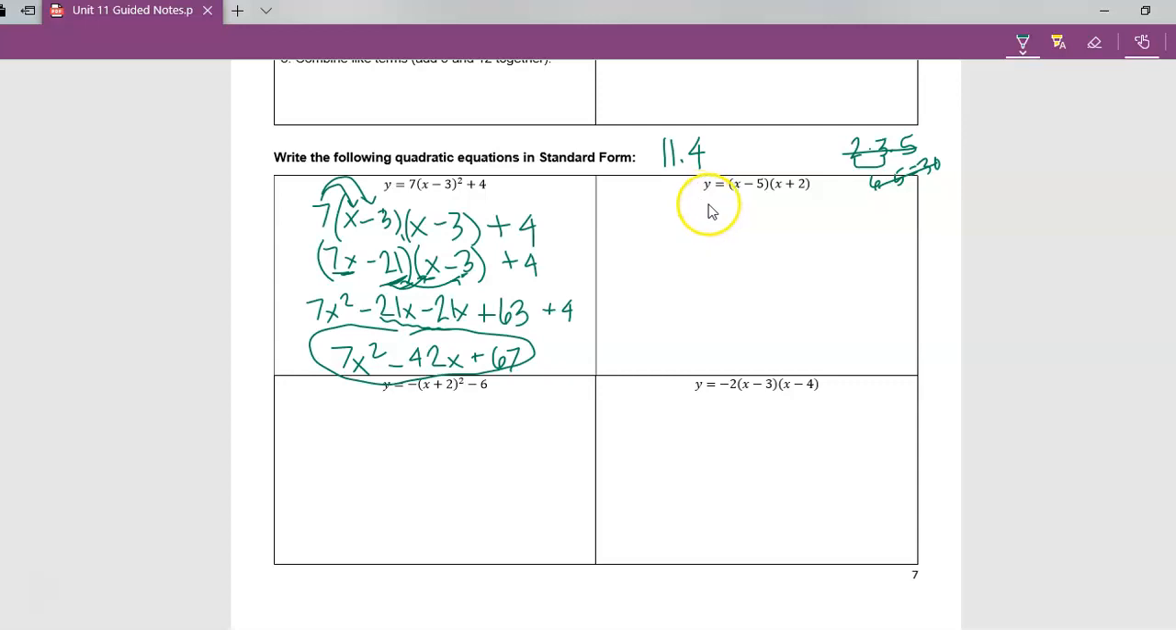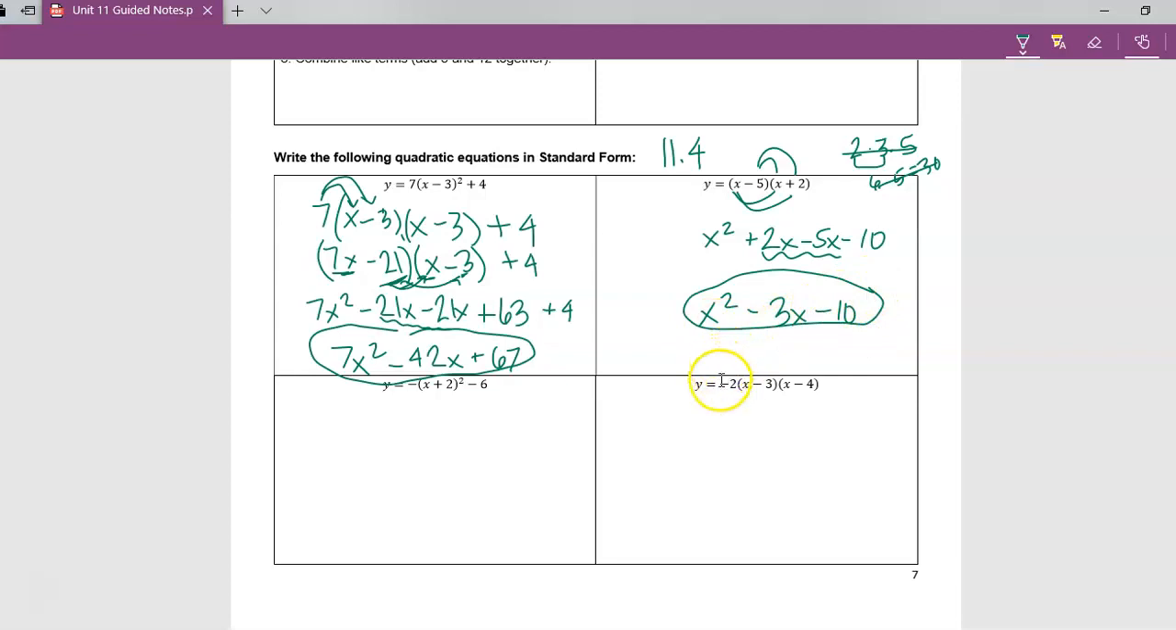The second example here is in factored form. When it's in factored form, it's a little bit simpler. All we need to do is distribute these together. So x times x is x squared. x times 2 is 2x. Negative 5 times x gives me negative 5x, and negative 5 times 2 is negative 10. Combine these two together since they're like terms: x squared minus 3x minus 10.